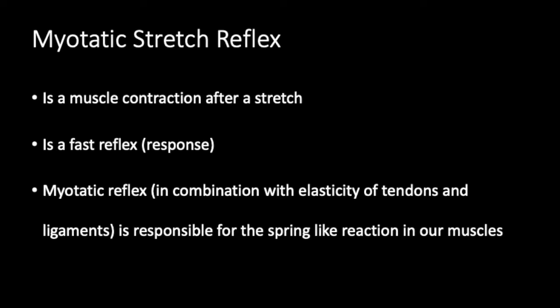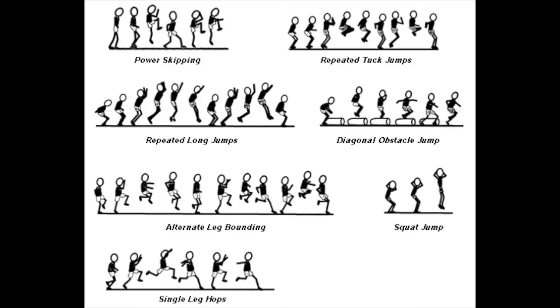Our muscles also have what is called a myotatic reflex. This reflex causes muscle contraction after a stretch. The myotatic reflex, in combination with the elasticity of our tendons and ligaments, is what is responsible for the spring-like reactions in our muscles. A few examples of plyometric training are performing box jumps, squats with a slow downward movement and fast upward movement, skipping, long jumps, and single leg hops.